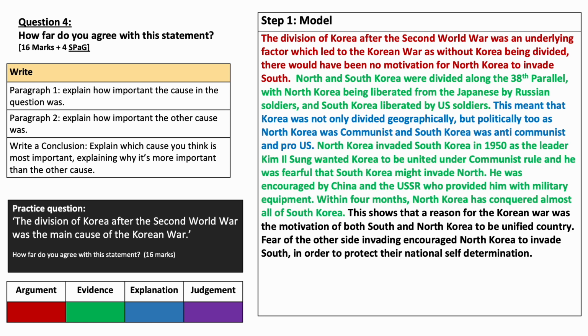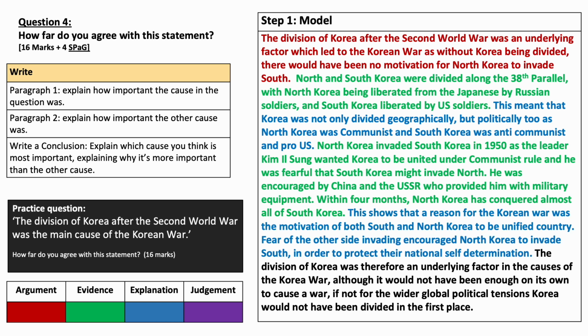So I need to obviously explain how it leads to war then, don't I? Because I've given just the SPED so far. So this shows that a reason for the Korean War was the motivation of both South and North Korea to be a unified country. Fear of the other side invading encouraged North Korea to invade South in order to protect their national self-determination. I think that's much better. I think that's a lot clearer in terms of how this led to war, and I think it links and connects the SPED nicely. So now I need to really bring it back and tie it all together with a nice judgment.